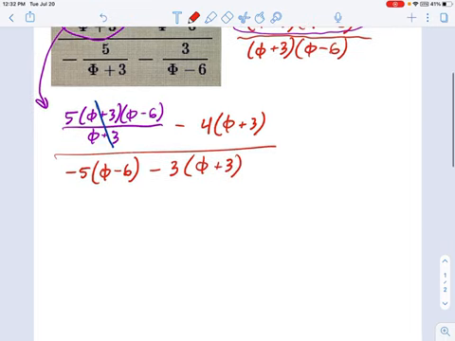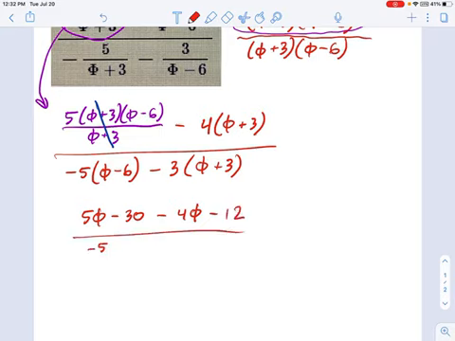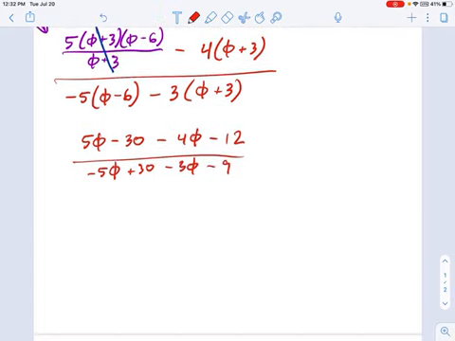Okay, now it's just a job of collecting some like terms together. So on the top, let's go through this and split up those parentheses. I have 5 phi minus 30 and minus 4 phi minus 12. The denominator is negative 5 phi plus 30 minus 3 phi minus 9. And we're collecting our terms again. So 5 minus 4 on the top is just a single phi. Negative 30 minus 12 is minus 42. And on the bottom we have negative 8 phi. And 30 minus 9 is 21.